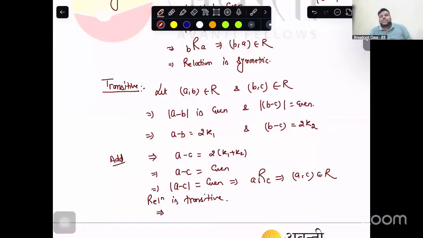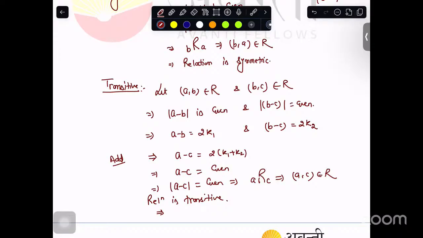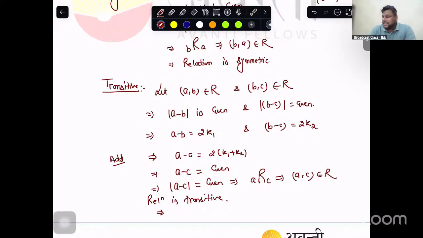If a relation is reflexive, symmetric, and transitive, it is an equivalence relation. So the relation is reflexive, symmetric, and transitive. It is an equivalence relation. Am I clear? Yes, sir. So this is a way of writing these things. Correct?